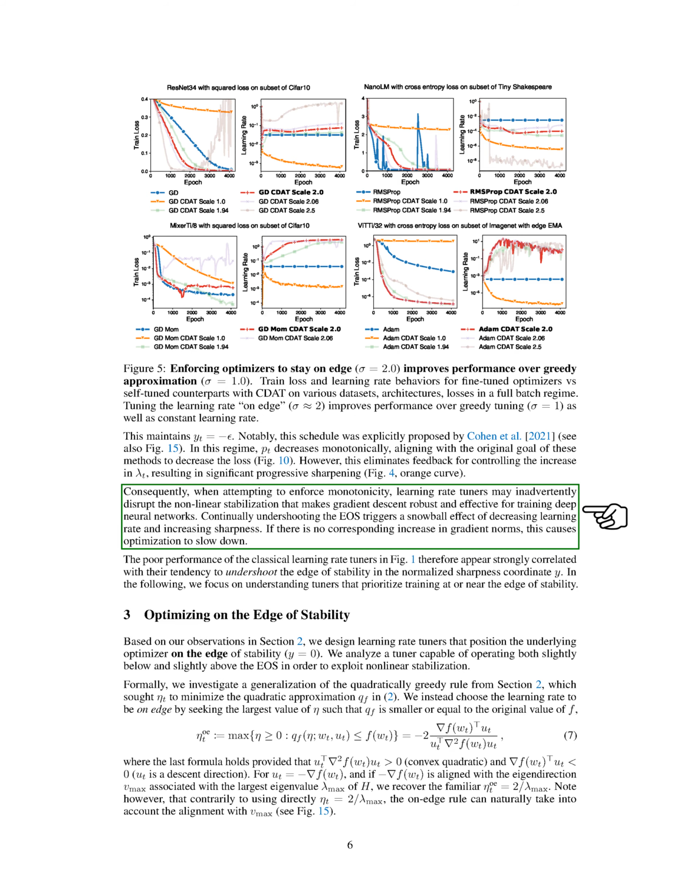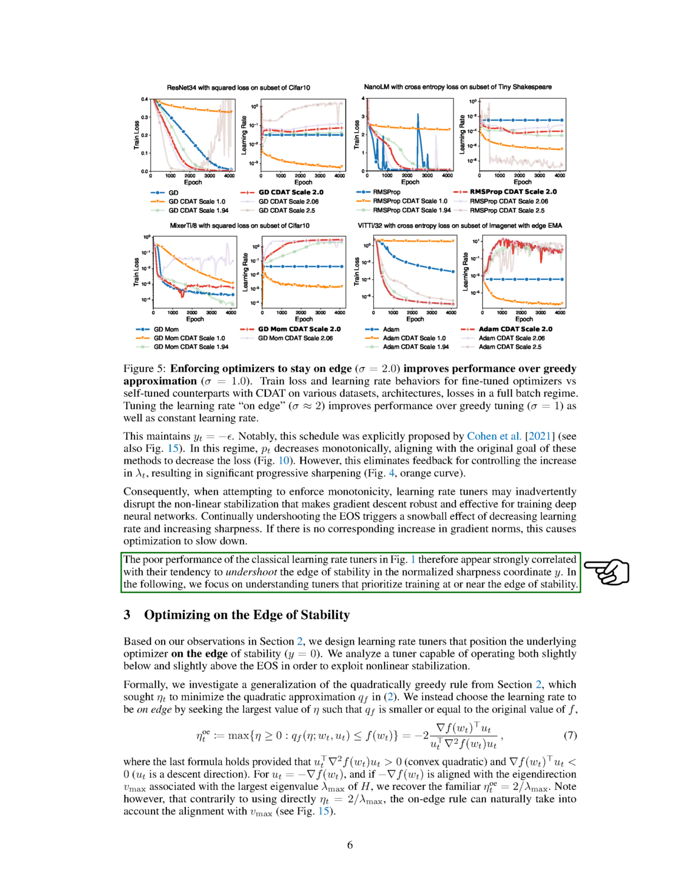If the learning rate continually undershoots the stability edge, it can slow down optimization and disrupt the effectiveness of gradient descent in training deep neural networks. This underscores the importance of understanding tuners that prioritize training at or near the stability edge.